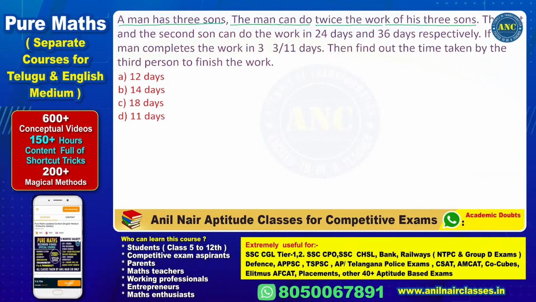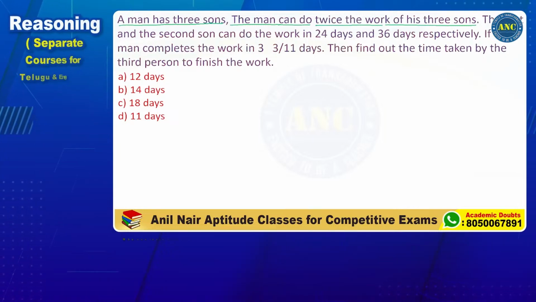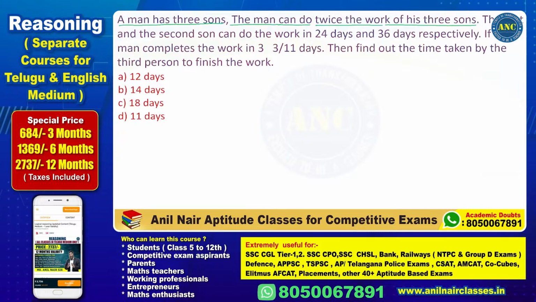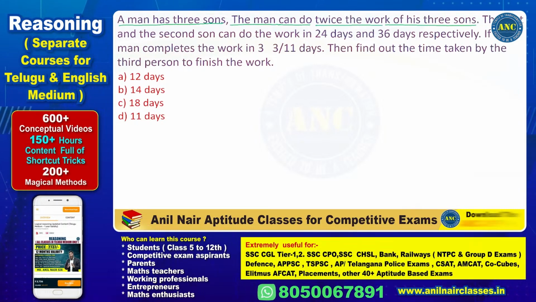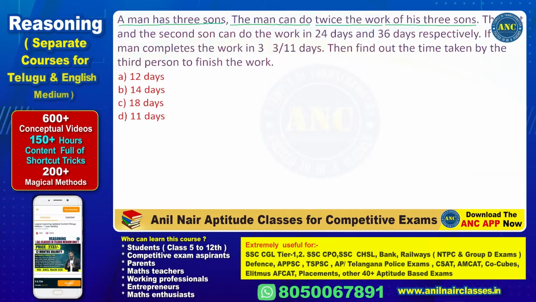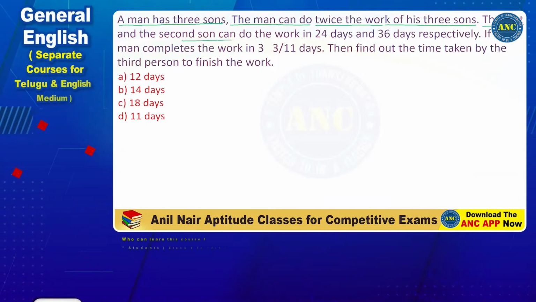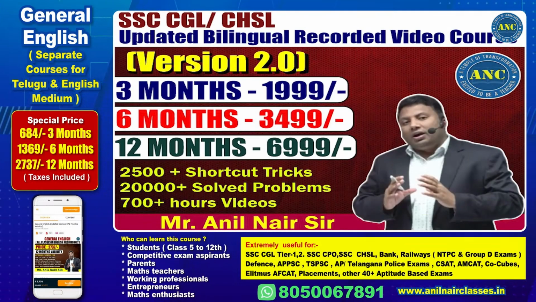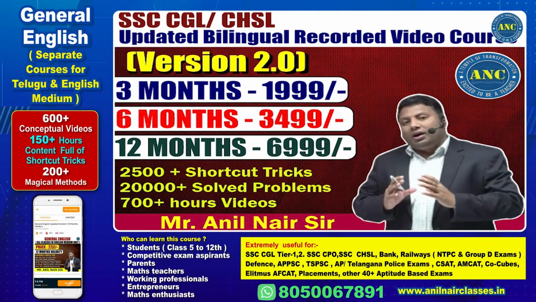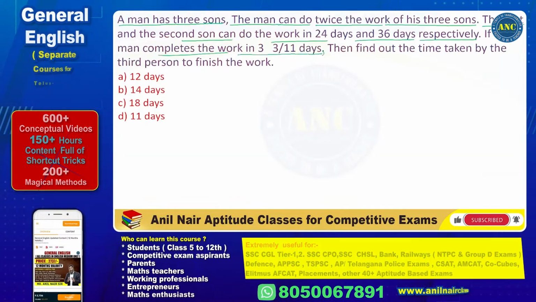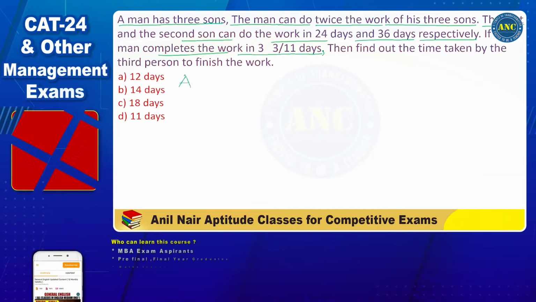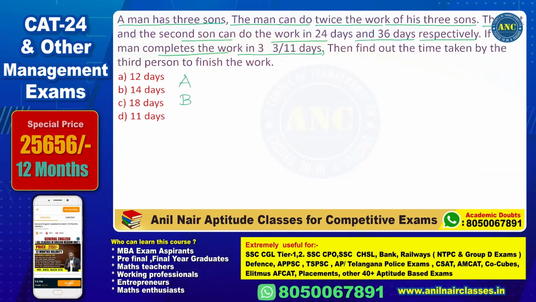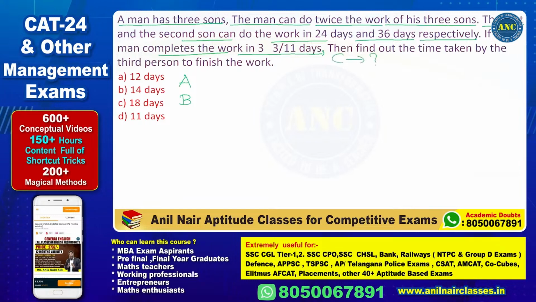That means one man is 2 times more efficient than his 3 sons combined. That's the meaning. Now, the first and second son can do the work in 24 and 36 days respectively. If the man completes the work in 3 by 11 days, find out the time taken by the third son to finish the work. Now, there are 2 sons A and B, and for the third son the question is asked. That means C I need to find.